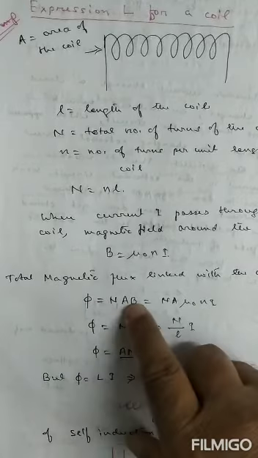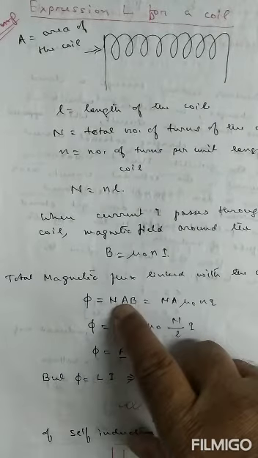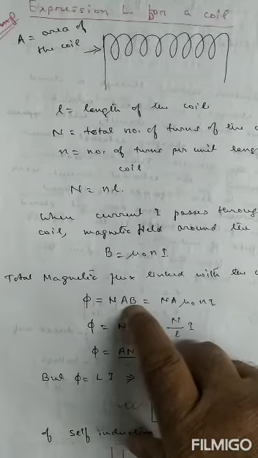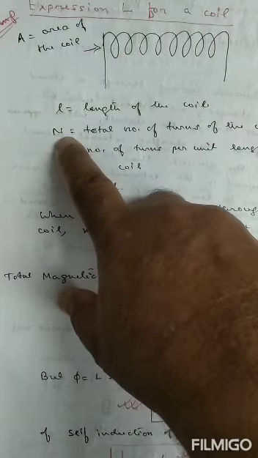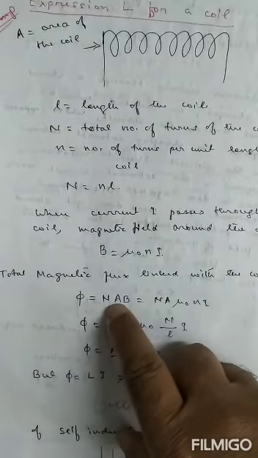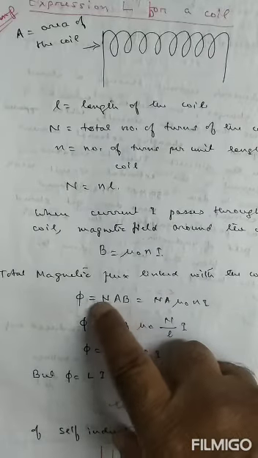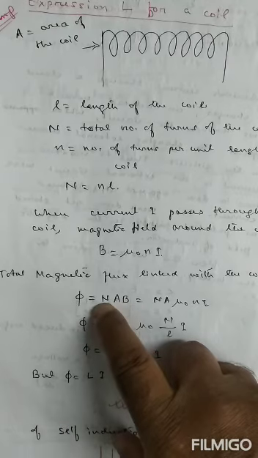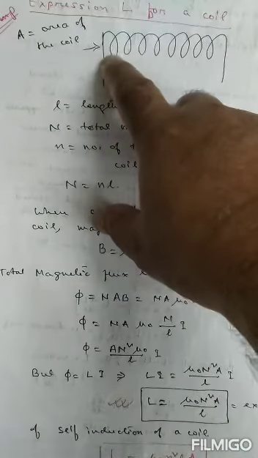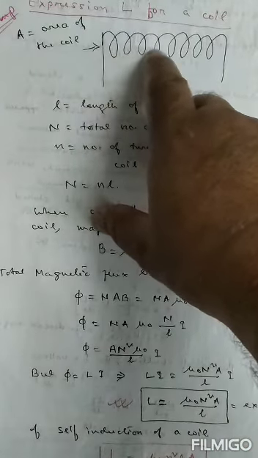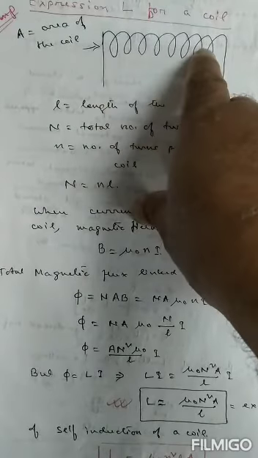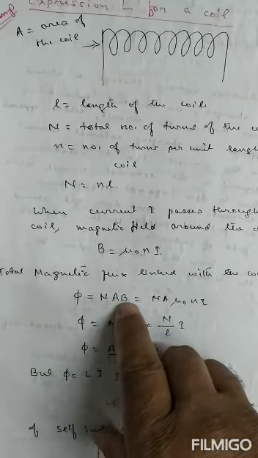So what is magnetic flux linked to one turn of the coil? Magnetic flux linked to one turn of the coil is AB. How many turns are there? Capital N turns are there. So therefore total magnetic flux linked to the entire coil is NAB. Okay? That means how many areas are there? 1, 2, 3, 4, 5, 6. Because through every area lines of force pass. Therefore total flux is NAB.